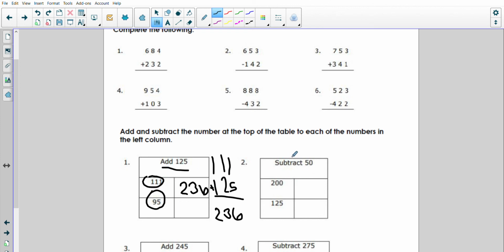All right, so you do the same thing with 95, adding 112. But make sure you're reading the directions carefully because now over here on number 2, it says subtracting 50. So instead of adding like we did over here, we're going to subtract. So I'm going to have 200 minus 50.